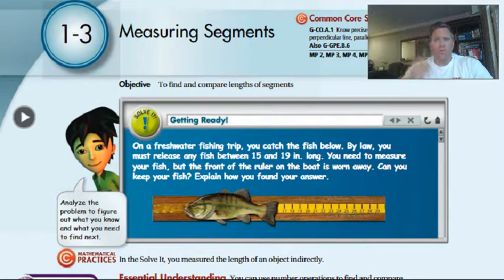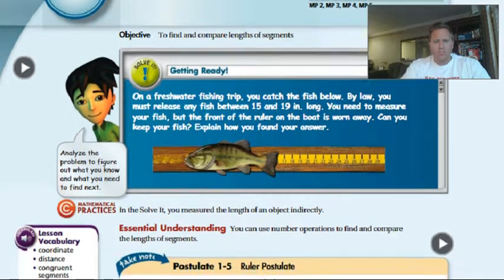Welcome. This is 1.3 measuring segments, so make sure that you have this header right here at the top. And so let's get started.